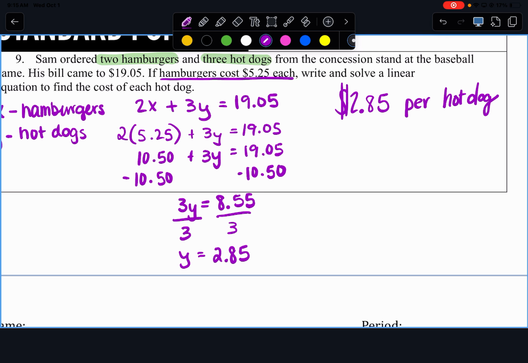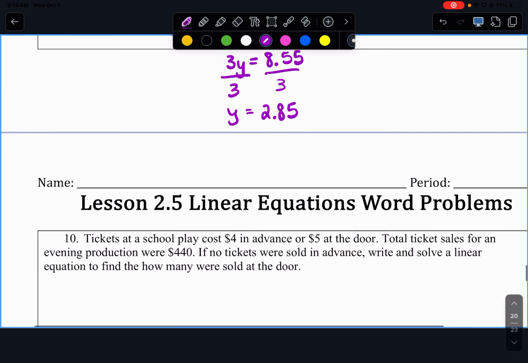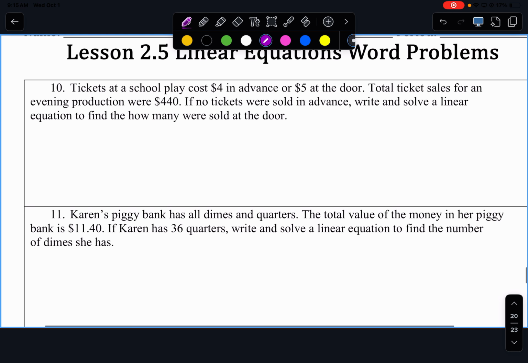All right, now we're gonna look at question 10. So now we have the tickets at a school play cost $4 in advance or $5 at the door. Total ticket sales for the evening production were $440. So what do we want our X to be? In advance or at the door? Advance. And then that means our Y are going to be our tickets at the door.